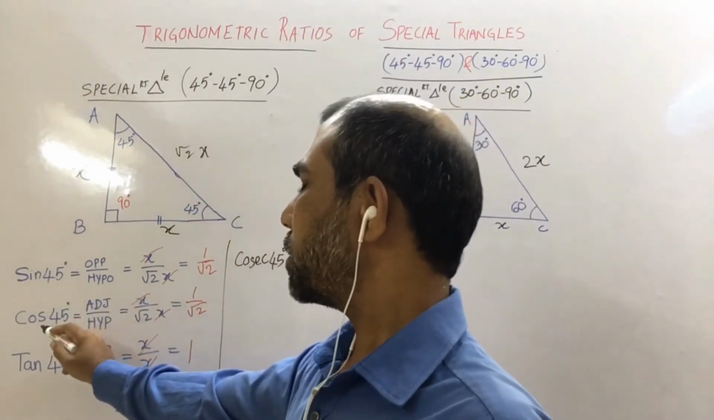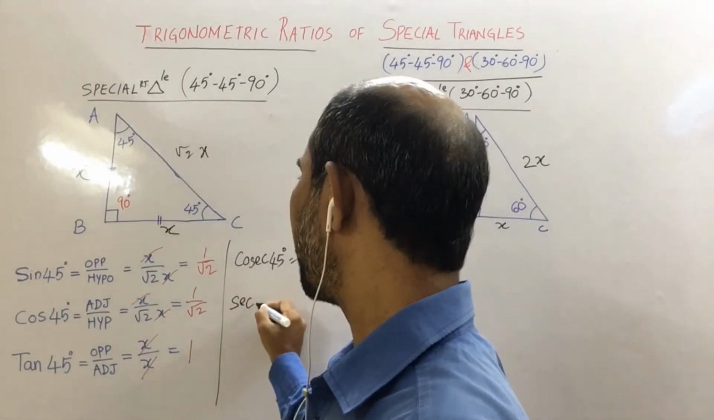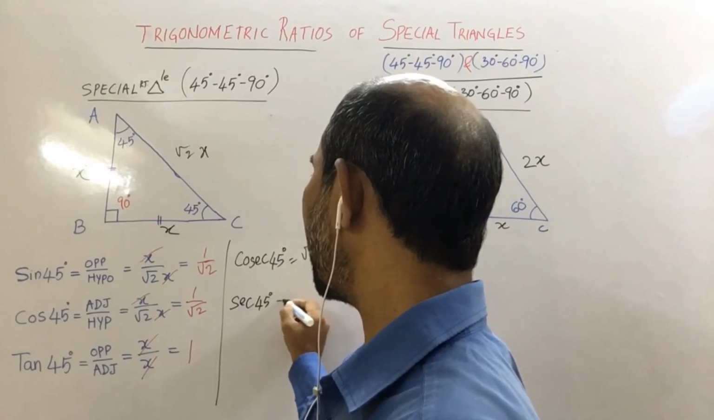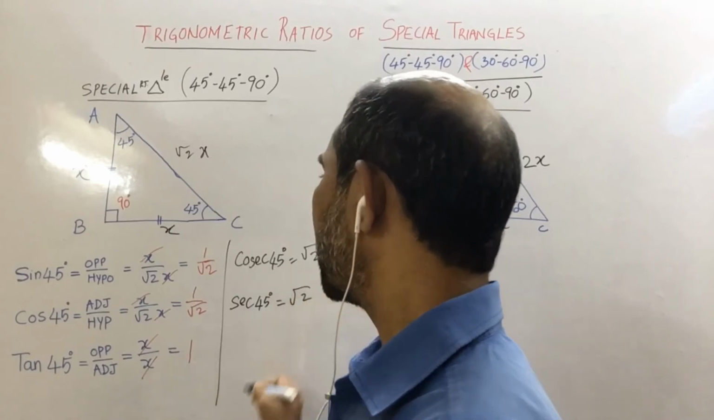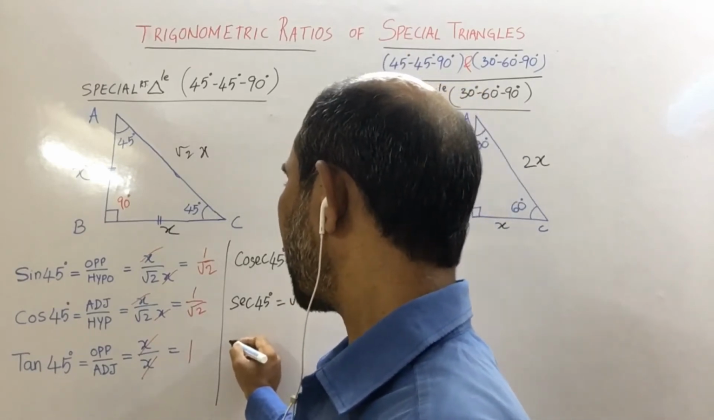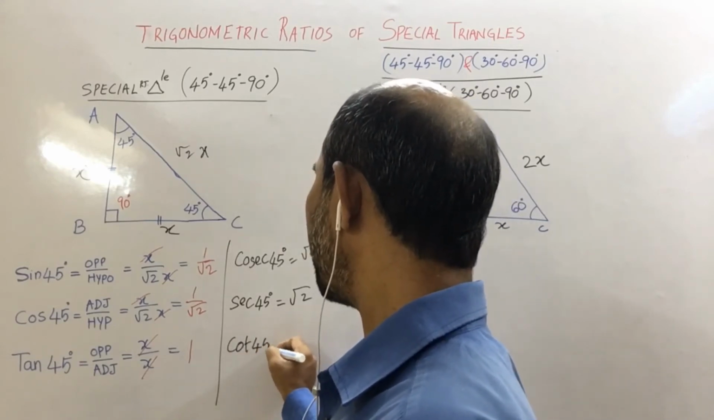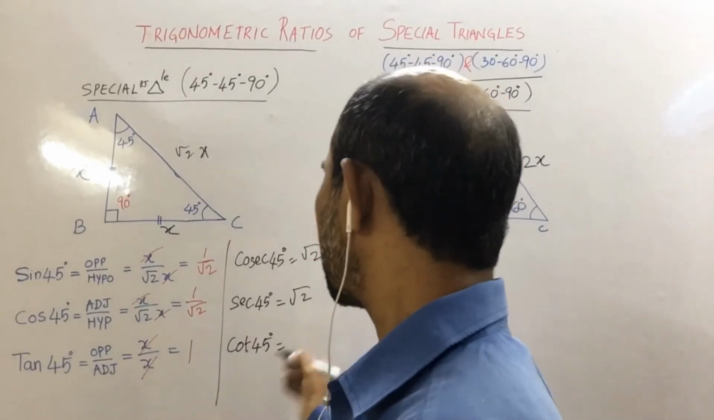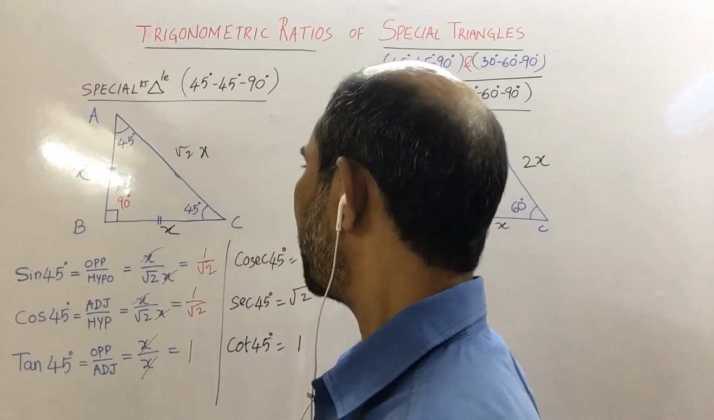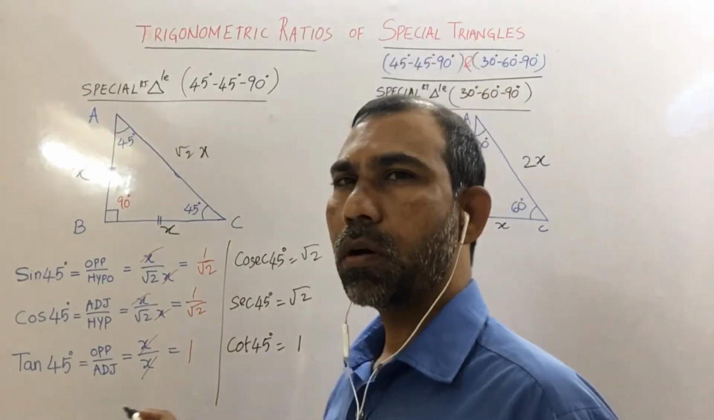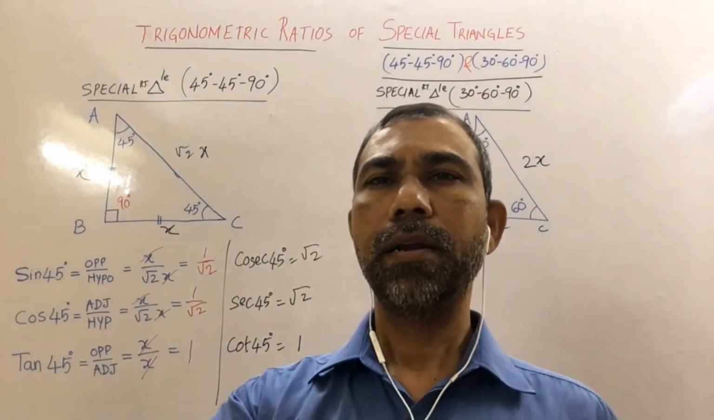Similarly, the reciprocal of cos 45 is secant 45. So here we will calculate the secant 45 value. It will also be square root of 2. Same way you can calculate or find the value of cot 45. Cot 45 degrees will be reciprocal of 1, that is again 1. Here we got all the trigonometric ratios of this special triangle 45 degrees and 90 degrees.